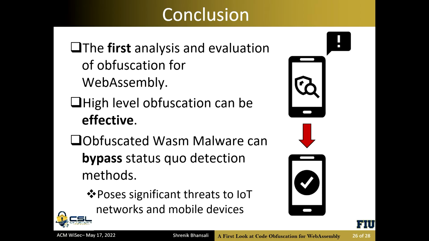High-level obfuscation has been proven to be effective in producing dissimilar binaries, and obfuscated Wasm malware can bypass status quo detection methods, which poses a significant threat to IoT networking and mobile devices, since Wasm is being used very commonly to create a platform-agnostic virus, like cryptojackers, that can run regardless of the native operating system.